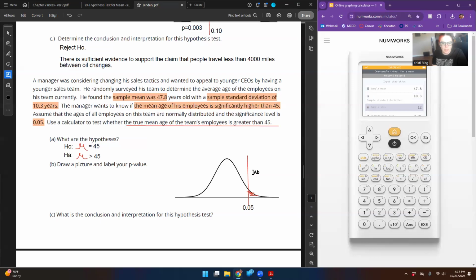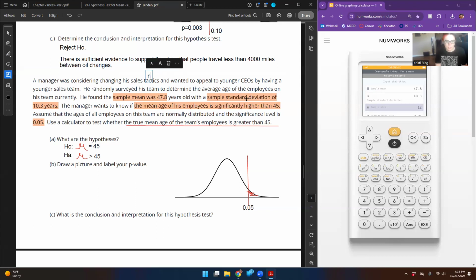how many did he ask? What is our sample size? He randomly surveyed his team to determine the average age of people on his team. Wow, this problem didn't include it. That would have been helpful to know. Okay, so let me just add the team. I'm just doing this so we have a problem to do, but they will be given. It'll be given to you on the test, unless I'm missing it. He randomly surveyed his team. Okay, it doesn't say.